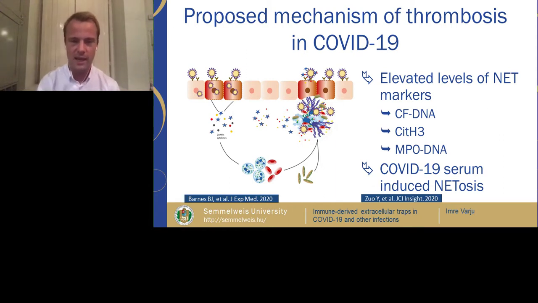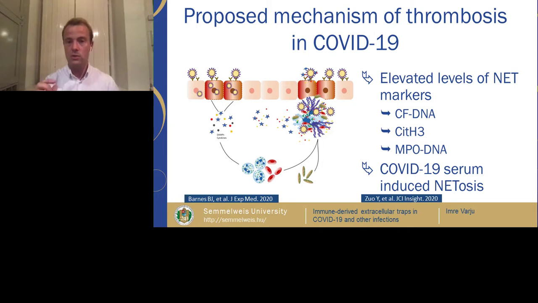If you take a look at the left side here, this is just a proposed mechanism of how SARS-CoV-2 can attach to epithelial surfaces through the ACE2 receptors. That will get internalized, and then that will lead to tissue damage and DAMPs. These damage-associated molecular patterns will lead to triggering NETosis, and this triggered NETosis will lead to further organ damage. And if this epithelial surface happens to be within the vasculature, then this will lead to thrombosis. Again, this is just a model as of yet.